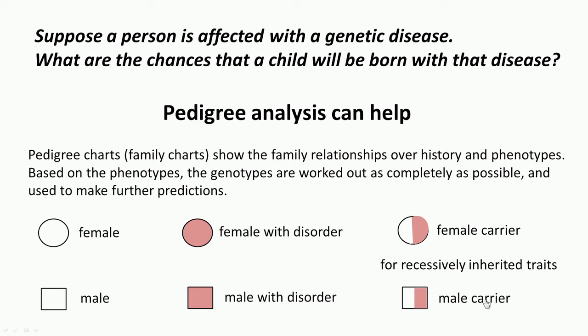And this is a male carrier. So, circle is a female, square is a male. If it is filled, then the person is showing the disorder. If it is partly filled, then the person is a carrier. These two can be filled in just by observations and records, whereas this requires a genetic analysis, or at least genetic possibilities which we can deduce with surety.